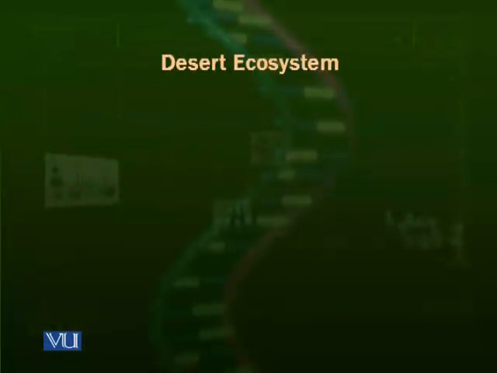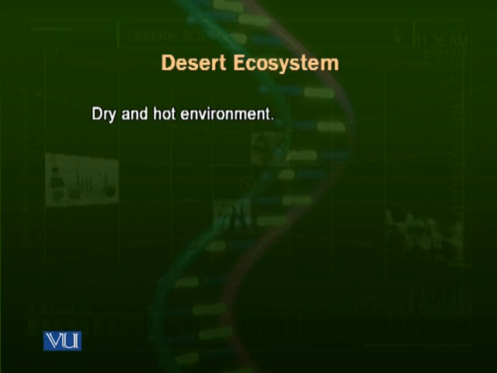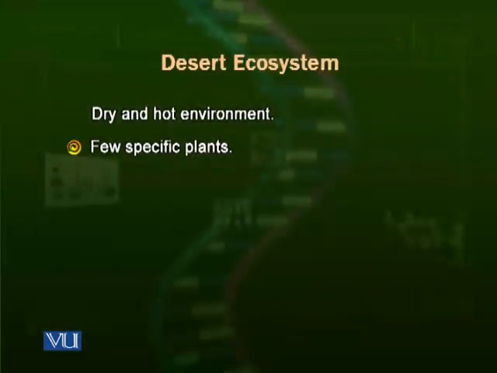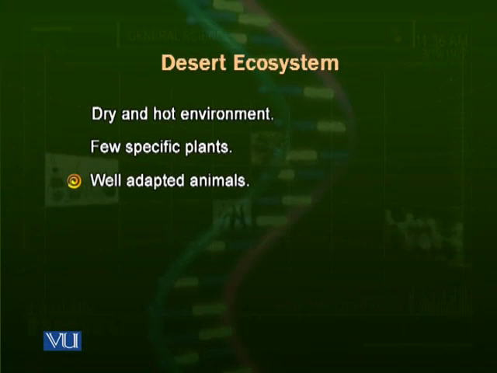Then we take another example of a desert ecosystem. Deserts, as we know, are hot, dry climates. They are hot and they are dry because there is less rainfall. The deserts have few specific plants and few specific animals. Let us have a look at a food web.